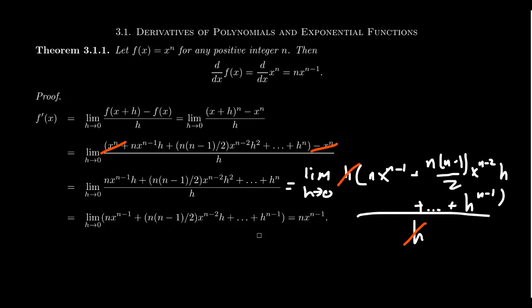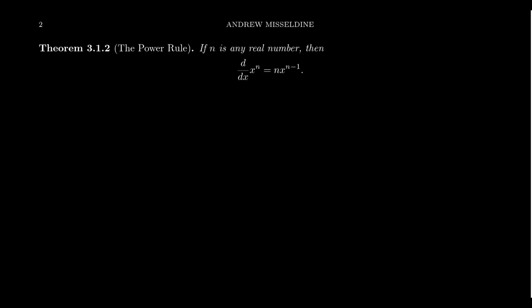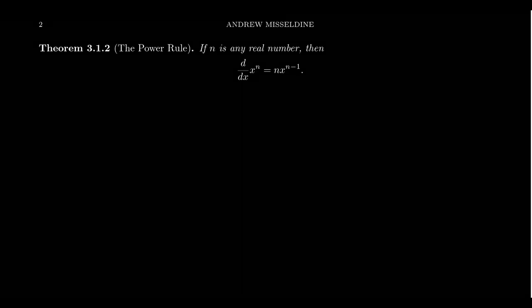And so we have our first term in x to the n minus 1. Again, ooh, that looks similar. Everyone else is going to be a multiple of h. So when h goes to 0, we see this is going to be 0, this is going to be 0, this is going to be 0. Everyone's going to be 0 except for n times x to the n minus 1. And so this proves the power rule in the context of a monomial function.